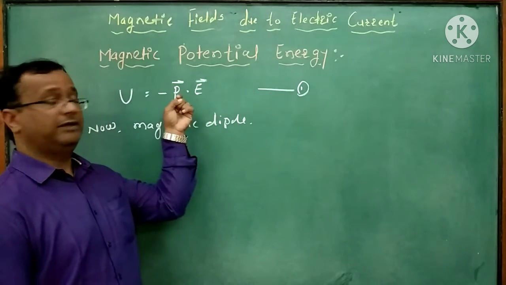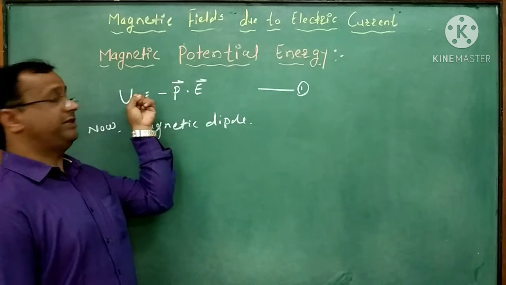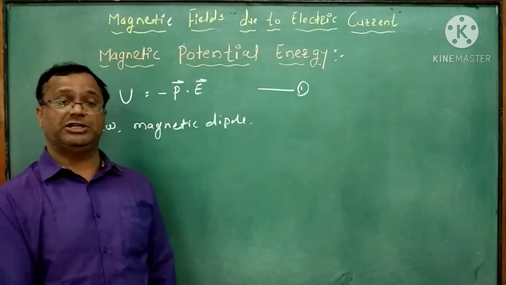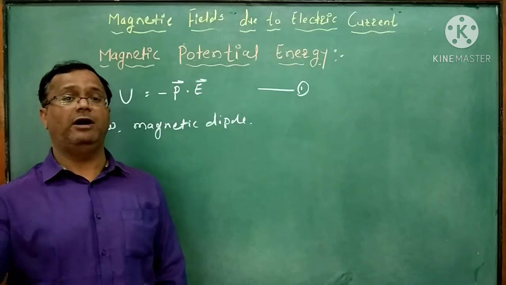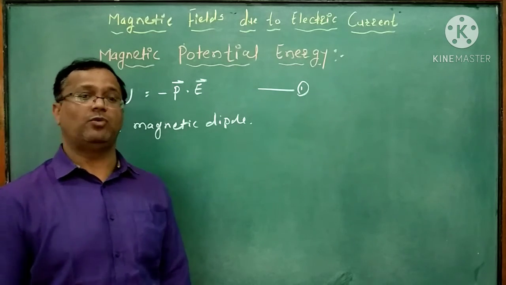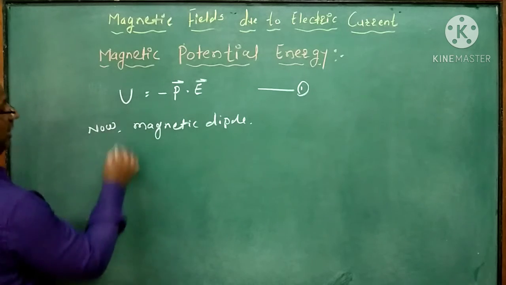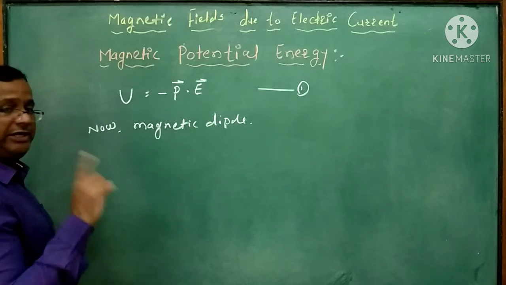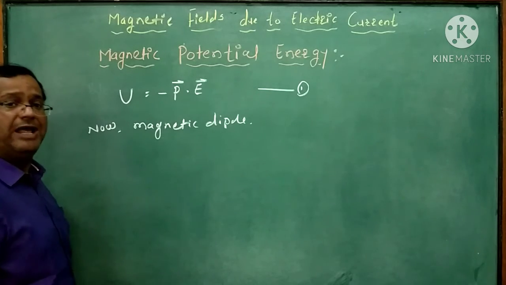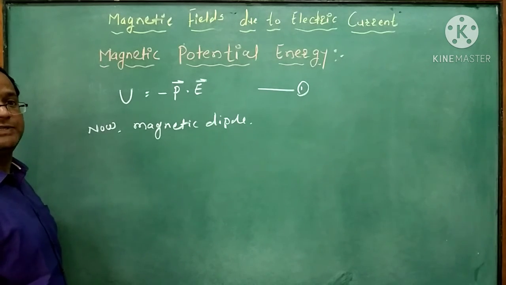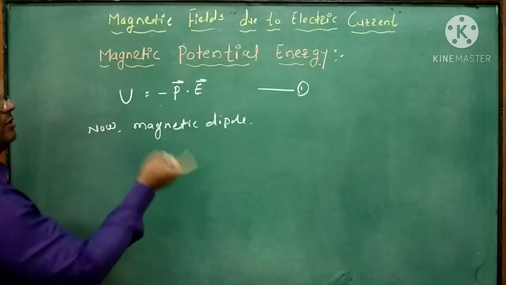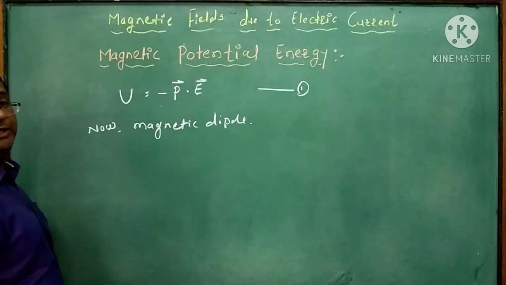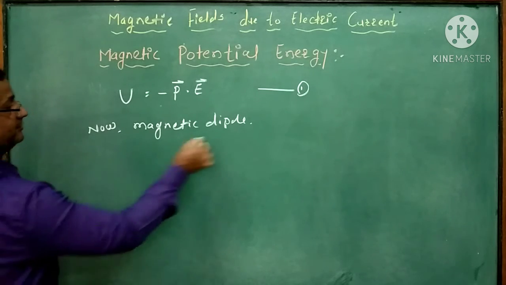Just like the electrical potential energy, we get the magnetic potential energy of a magnetic dipole. So what we get there? Here we know that the quantities present in the electric and magnetic fields are analogous to each other. So from this, we want to write down the equation of magnetic potential energy.